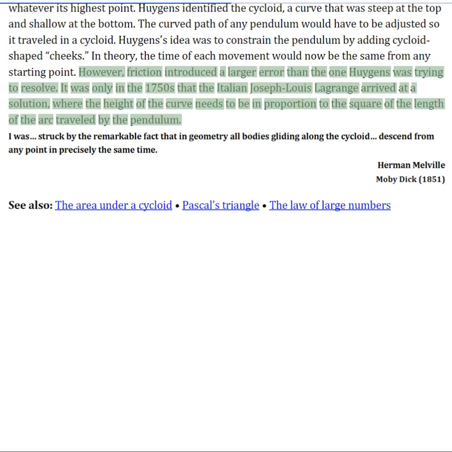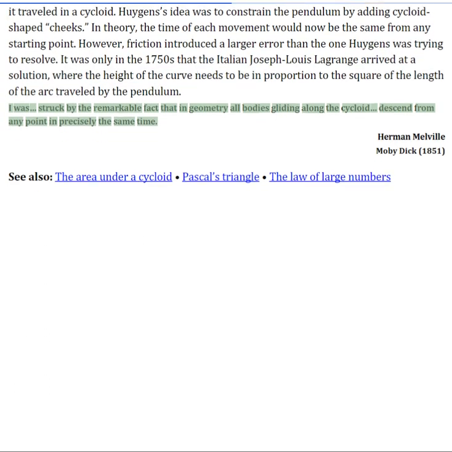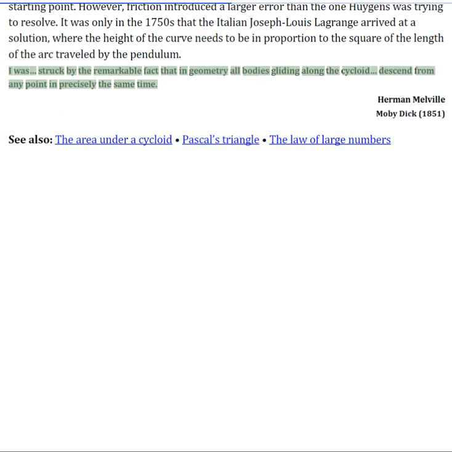However, friction introduced a larger error than the one Huygens was trying to resolve. It was only in the 1750s that the Italian Joseph Louis Lagrange arrived at a solution, where the height of the curve needs to be in proportion to the square of the length of the arc traveled by the pendulum. "I was struck by the remarkable fact that in geometry all bodies gliding along the cycloid descend from any point in precisely the same time."